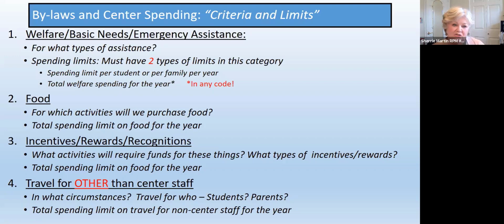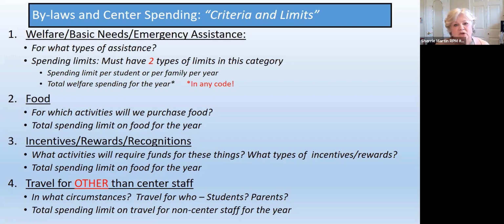Another thing you have to have under welfare, basic needs, emergency assistance are 2 types of spending limits. One is a spending limit per student or per family for the year, and another is a total annual spending limit, how much your center will spend in that category. So having that spending limit per student per family for a year, like the example before, would give you backup for that family who doesn't understand why you can't pay their electric bill again, because you've already met that limit with them. So you could help them find other resources.